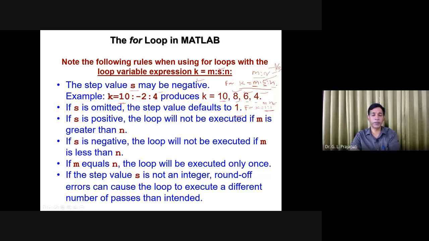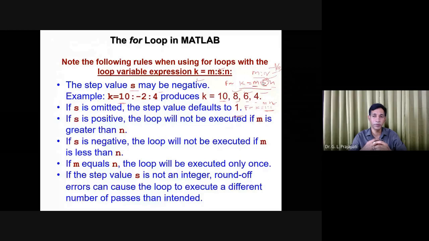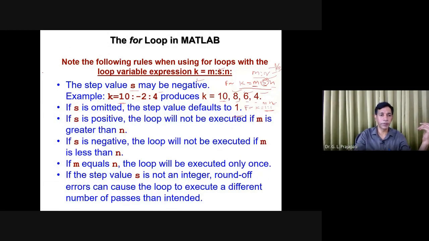So generally, in our experience, we can say that s should always be an integer. We should not keep s as other than an integer, because this is the way you can control the number of times you are going to execute. So in short, this is very simple. You have m, s and n. You have to take care.